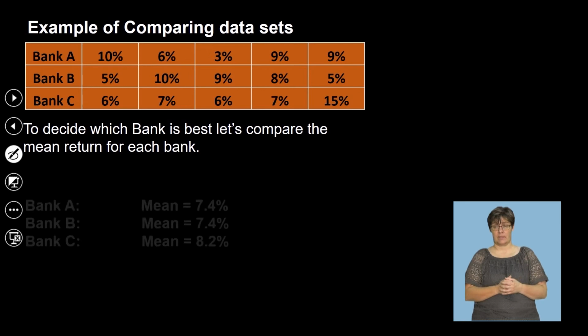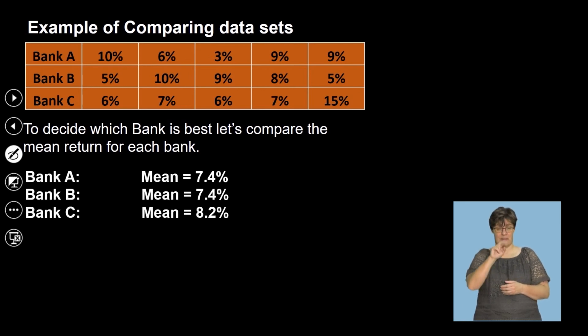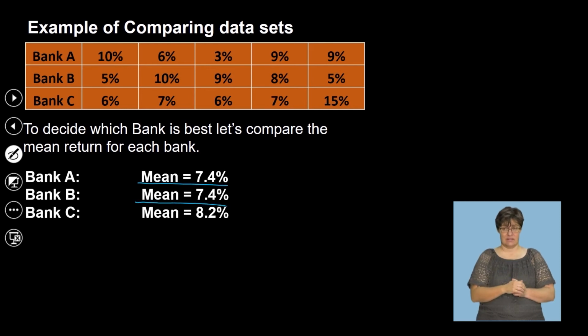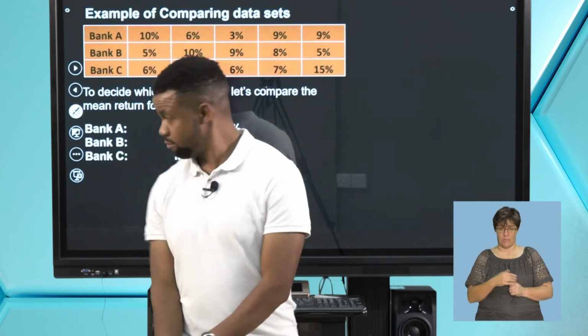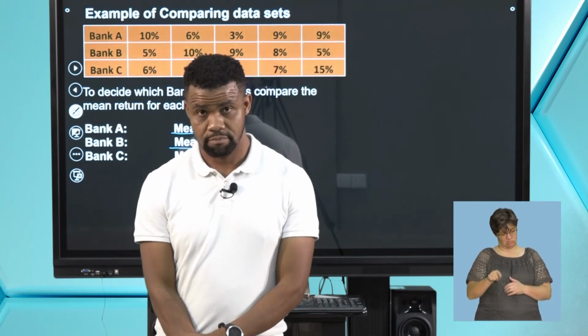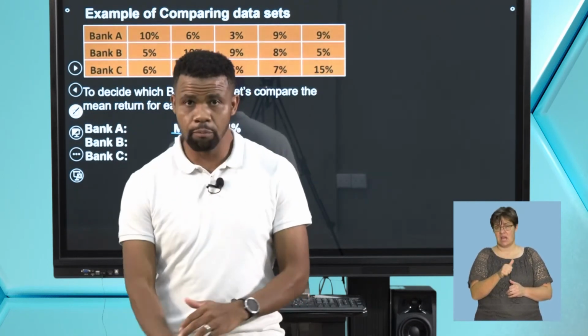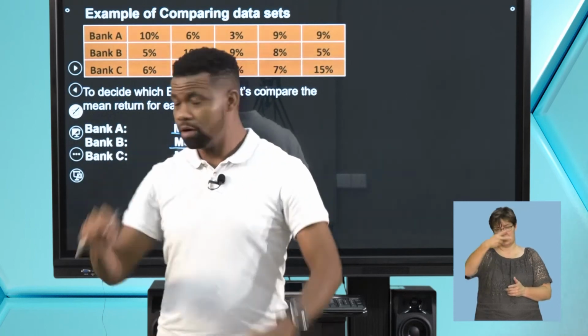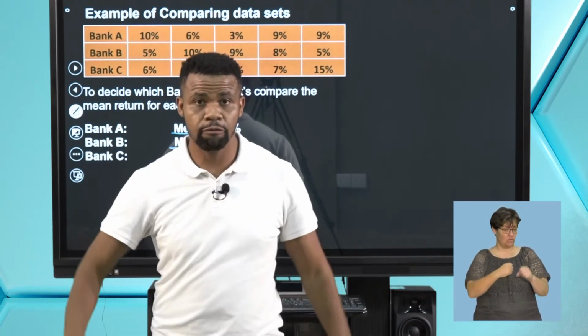So let's look at the mean. So this is Bank A, B, C. What do you choose if you calculate the mean? You say, oh, I want more money. I will go with 8.2%. It doesn't matter whether you choose A or B. The mean return for the past 5 years is 7.4%.